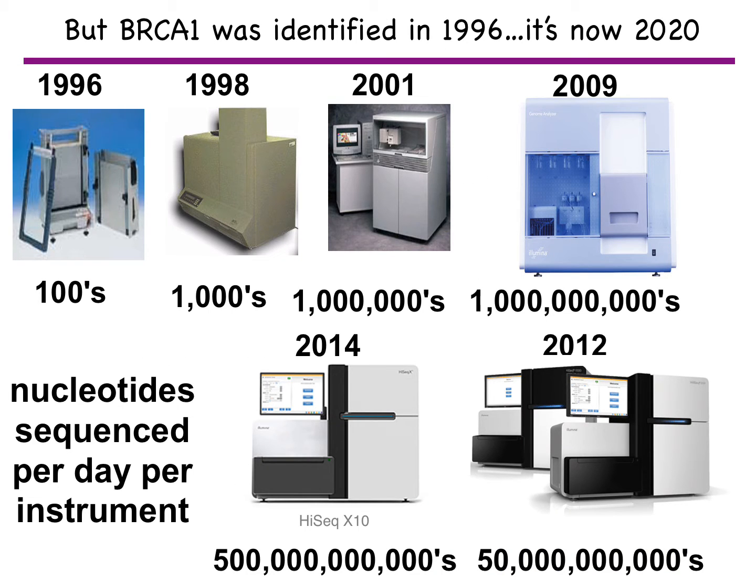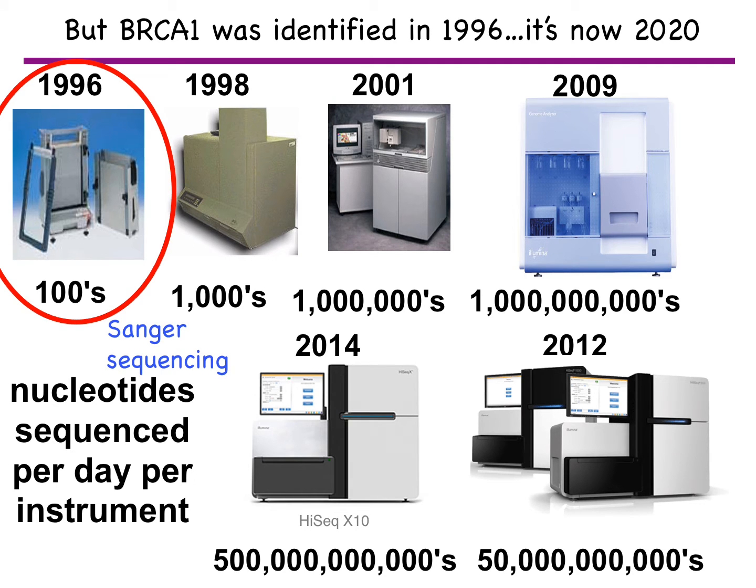The BRCA1 gene was identified in 1996, and it's now 2020, so a lot of things have changed over that span of time. Back in 1996, when the BRCA1 gene was first identified, you could identify on the order of hundreds of base pairs of DNA from a given instrument in a single day. And the method that was employed at that time is known as Sanger sequencing. That was the basic method.